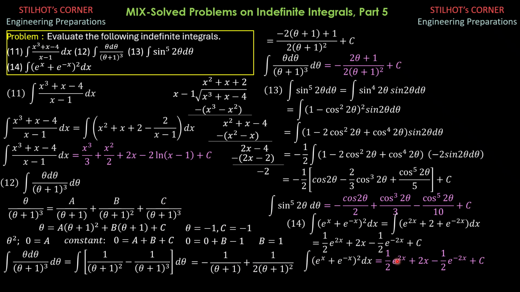Then take note that the first and the third terms are equivalent to sine hyperbolic of 2x. So the other answer is 2x plus sine hyperbolic of 2x. So that's it for this video.